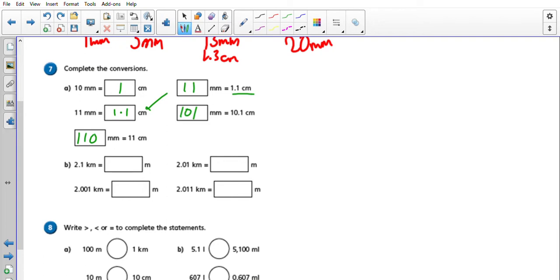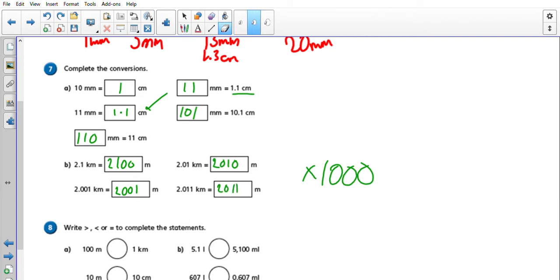For part B on this, we're looking at kilometres into metres, which is a multiply by 1,000 factor here. So if I have 2.1 kilometres, I'm going to have 2,100 metres. If I have 2.01 kilometres, I'm going to have 2,010 metres. If I have 2.001 kilometres, I'm going to have 2,001 metres. If I have 2.011 kilometres, I'm going to have 2,011 metres. Okay, all of that is just a multiply by 1,000 as we had here.